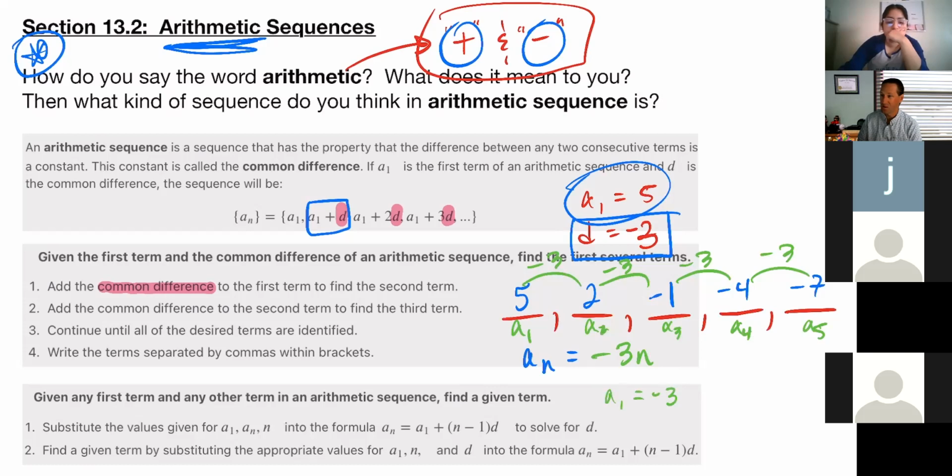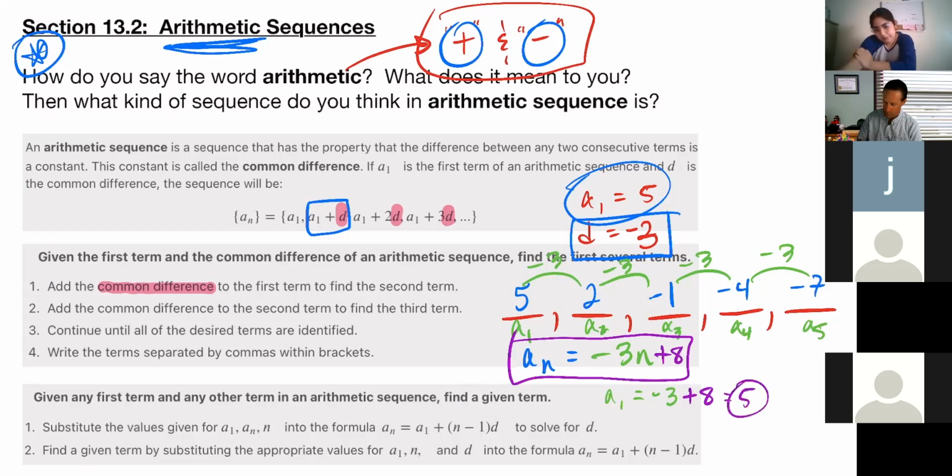I get a -3. What do I need in order to get a 5? What would I have to do to this to get it all the way back up to the 5? I definitely have to add, and I'd have to add what number? 8. Well, if I did that to every single one of these, do you think that that would work?